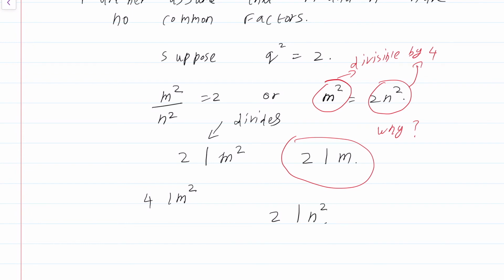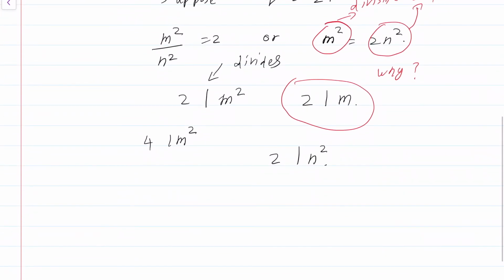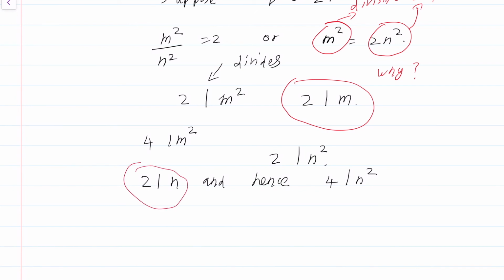Okay? Because 2 divides n squared, by the same logic, 2 divides n and hence 4 divides n squared. Okay? This is actually not going to be useful in the proof. All I need is that 2 divides n. Okay? But I'm just making that remark. But that means 2 divides m and 2 divides n as well.